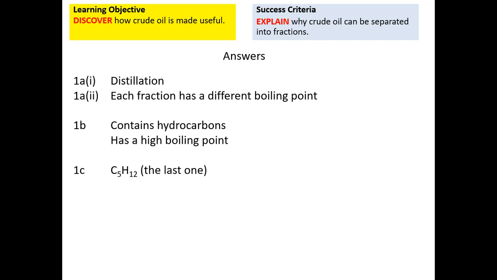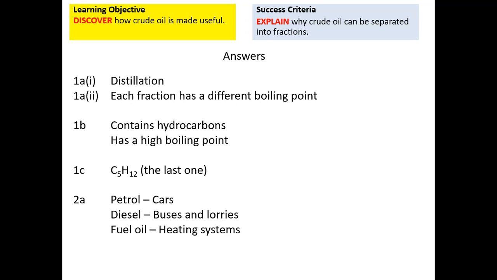1C, which one is pentane? It's the last one, C5H12. Apologies if you can't see this very well. Now, when we're matching up the hydrocarbon, the alkane, to its use, petrol is used in cars. Diesel is used for buses and lorries. Obviously, we know that diesel can also be used in cars, but you don't get buses and lorries that run on petrol. So sometimes it's a process of elimination. If you're unsure, go back and try it afterwards. There is only one line from each use to each hydrocarbon. Fuel oil is used in heating systems.